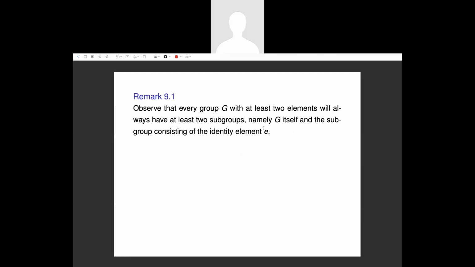And G itself is also a subset of G, and G is a group, so G itself is a subgroup. The subgroup H containing only the identity element is called the trivial subgroup.